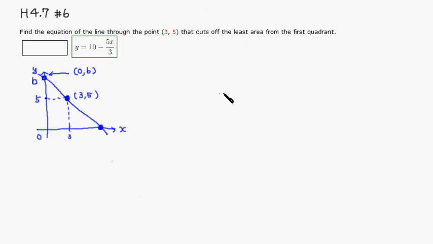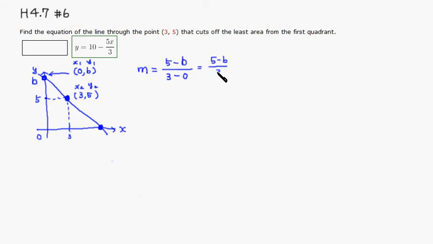All right, so we can easily find a slope. Slope m is going to be, maybe I'll name these points. So here's x1 and y1, and here's x2 and y2. So we have 5 minus 0 over 3. Oh, okay, sorry, 5 minus b. And x2 is 3 minus 0. So you just get (5 minus b) over 3.